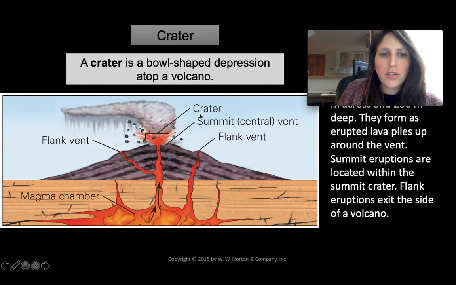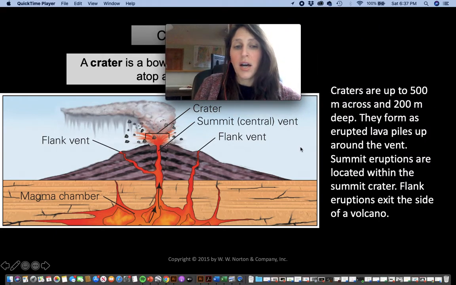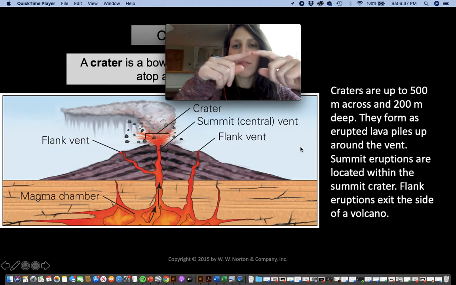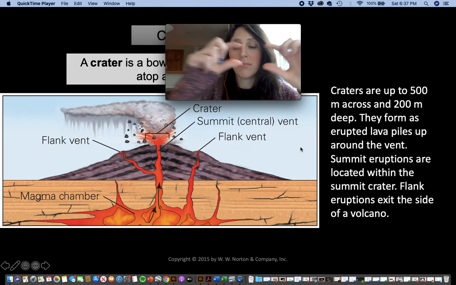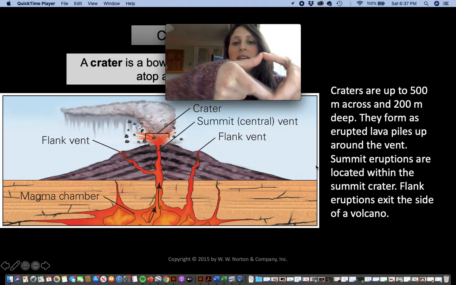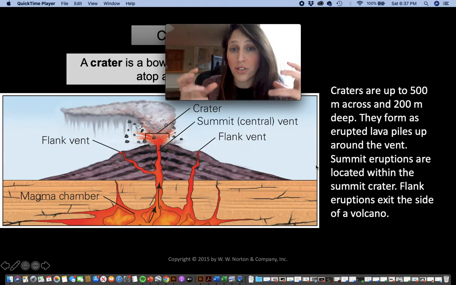Okay, so craters are at the summit of the volcano and they're a bowl-shaped depression on top of the volcanoes. If you can imagine, mountains have this nice pointy profile, but volcanoes have a little bit of a table at the top. That's where the crater is. These form as erupted lava piles up around the vent. So there's a central vent at the top of the volcano where the lava is coming out. The crater is going to be a bunch of cooled and piled up lava around that vent.